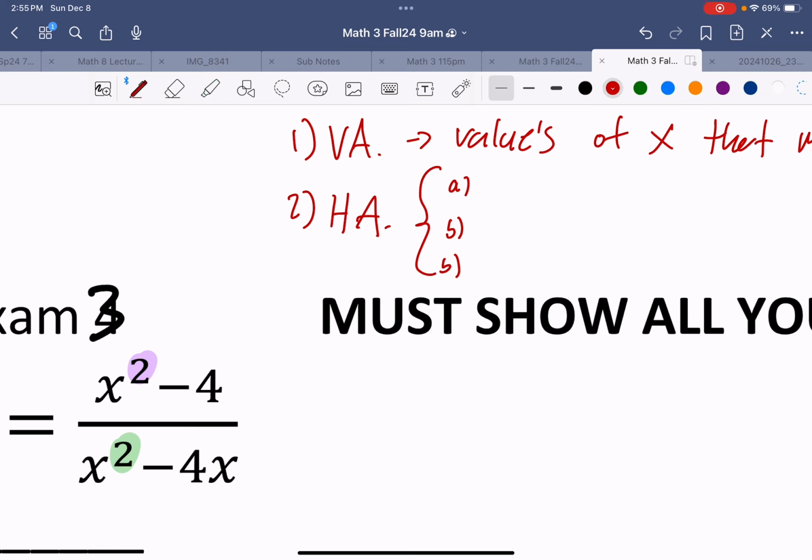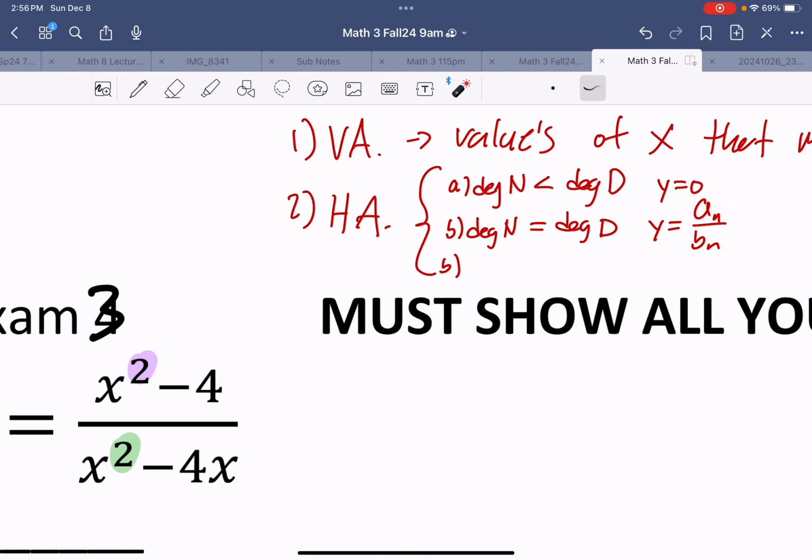So whenever the degree of the numerator is smaller than the degree of the denominator, your horizontal asymptote was at y equals 0. When the degree of the numerator was equal to the degree of the denominator, you had to divide the leading coefficients. And remember, the a sub n and b sub n come from the leading coefficients in how we wrote rational functions.